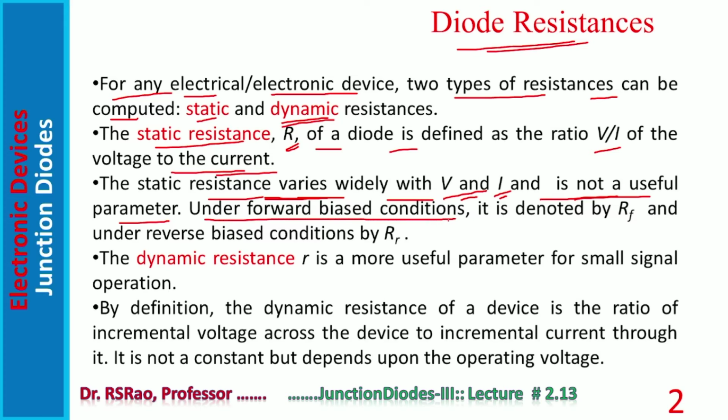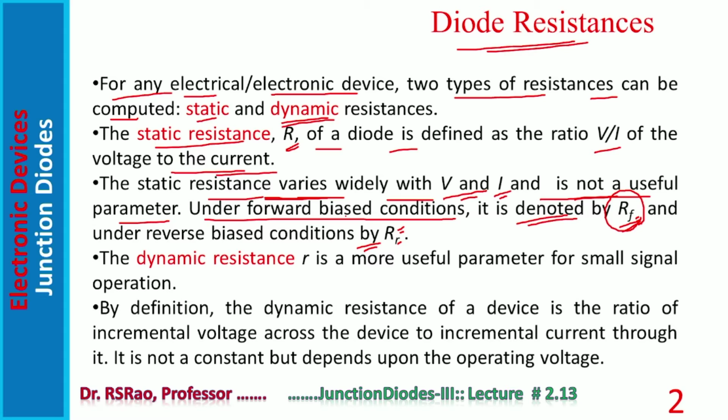Under forward biased condition, it is usually denoted by RF. For a diode under forward biased condition, it usually exhibits very small resistance, indicated by capital RF. And under reverse biased conditions, it is denoted by RR, capital R, small r. Capital R indicates that it is static resistance. Small r indicates that it pertains to reverse biased condition. Small f indicates that it pertains to forward biased condition.